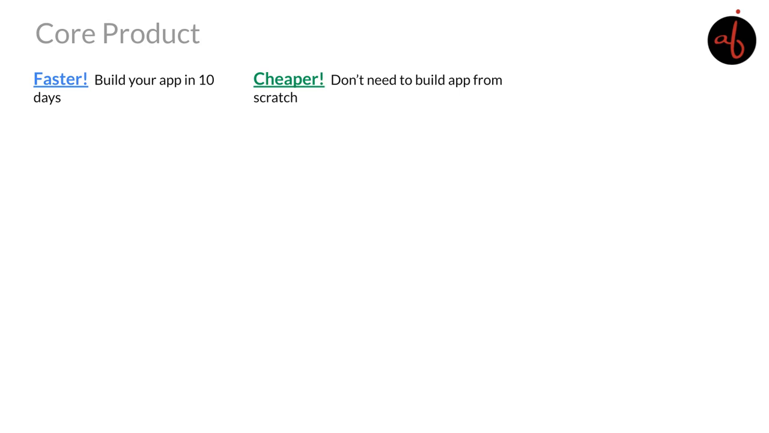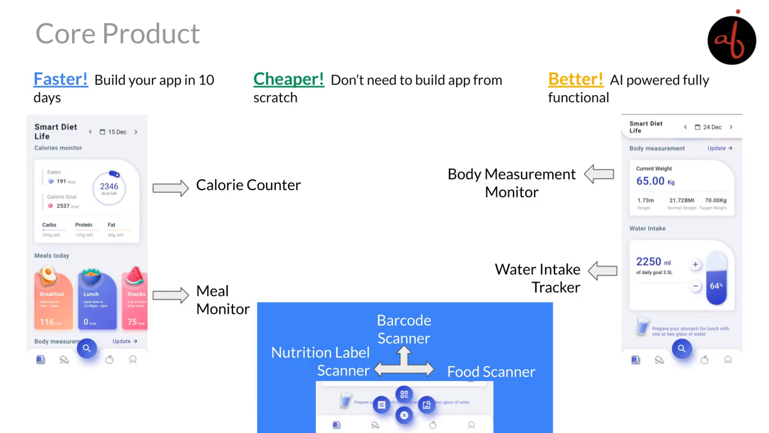Now, the point is why our app is faster, cheaper and better. It is faster because you can build it in 10 days. It is cheaper because you don't need to build the app from scratch. We will build on the top of the template. It is better because it is an AI-powered fully functional product. We require a template on which we can build our app, integrate it with AI and release it in market.